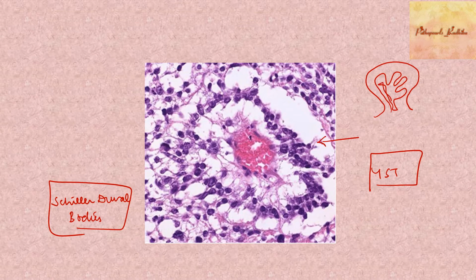So what is a Schiller-Duval body? Here in the center you have a blood vessel. All these pink stuffs are RBCs, right? Then this central blood vessel is surrounded by tumor cells, which is located within a space and again surrounded by a layer of tumor cells, right? So this is called a Schiller-Duval body, which resembles a glomerulus, and Schiller-Duval bodies can be seen in yolk sac tumor. So this you should remember.